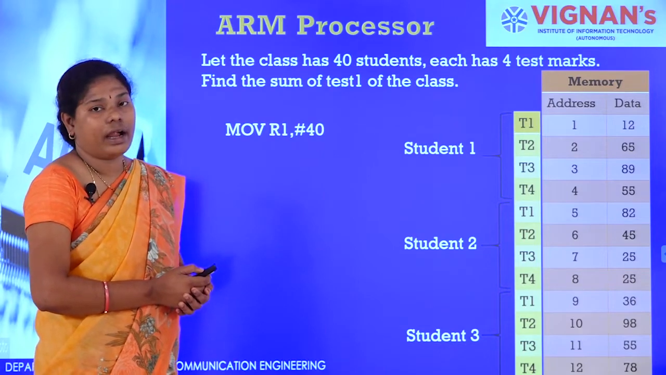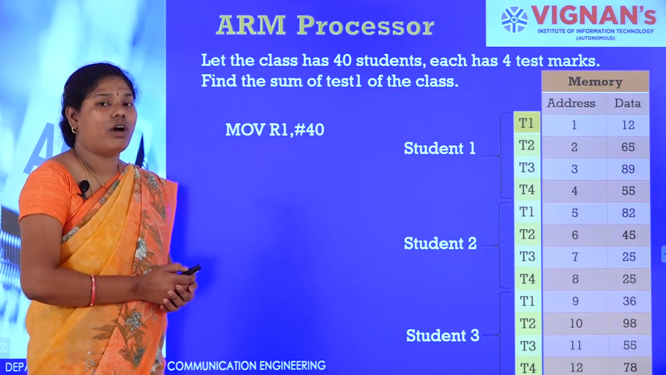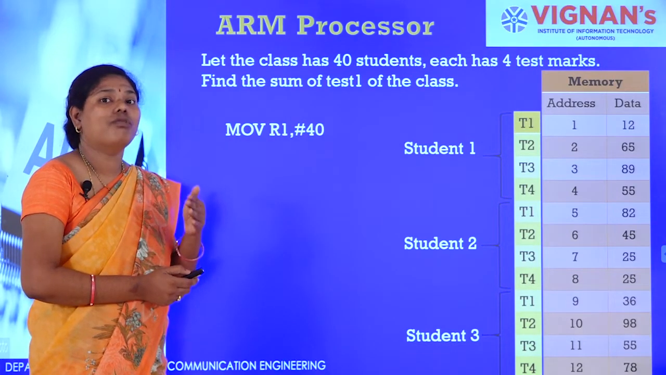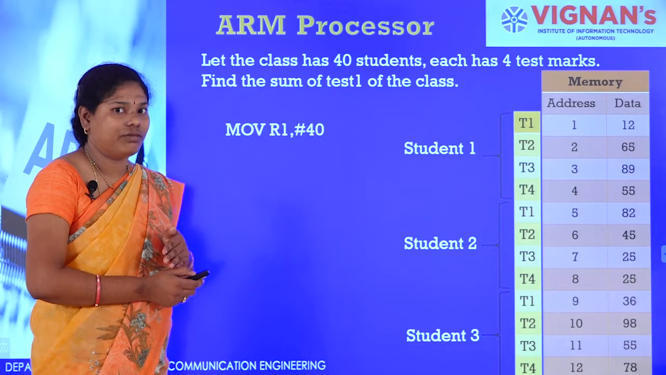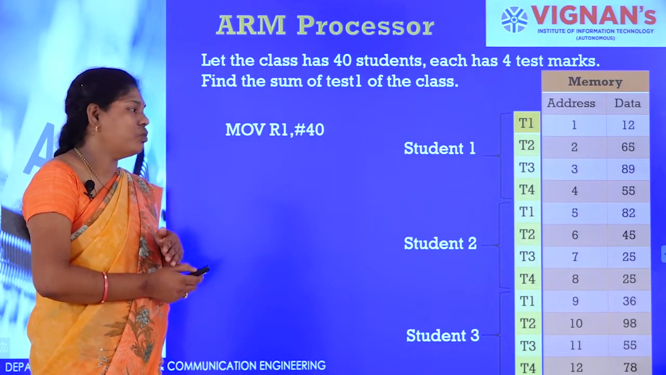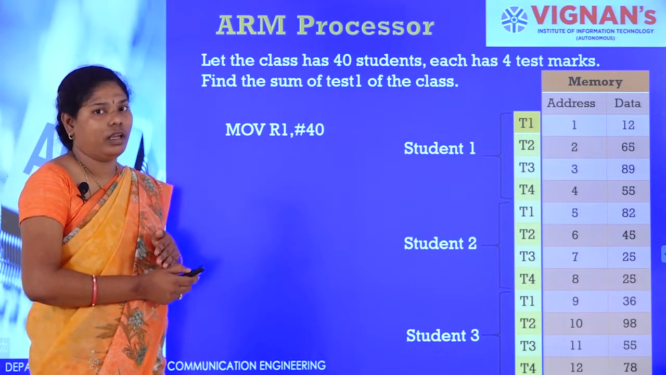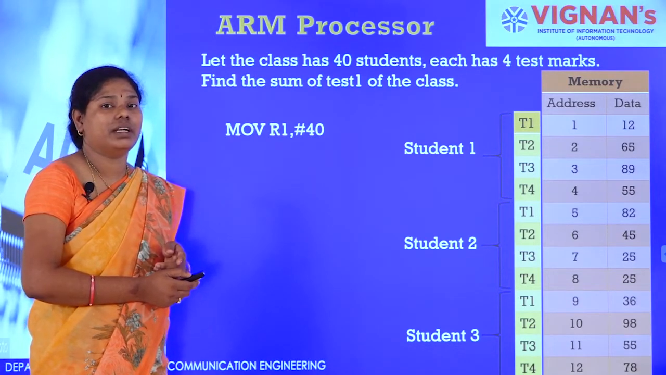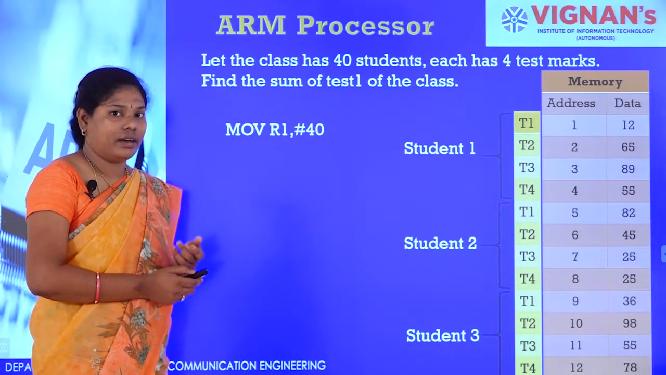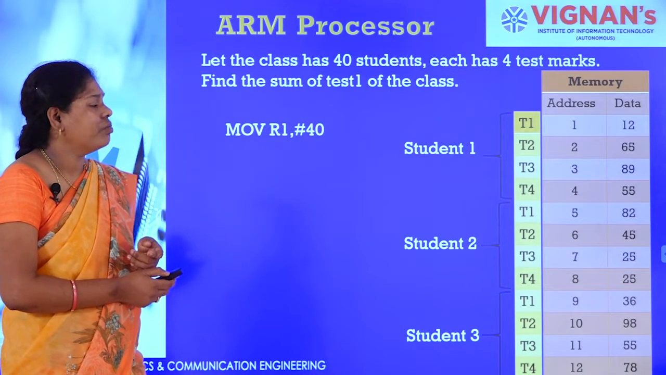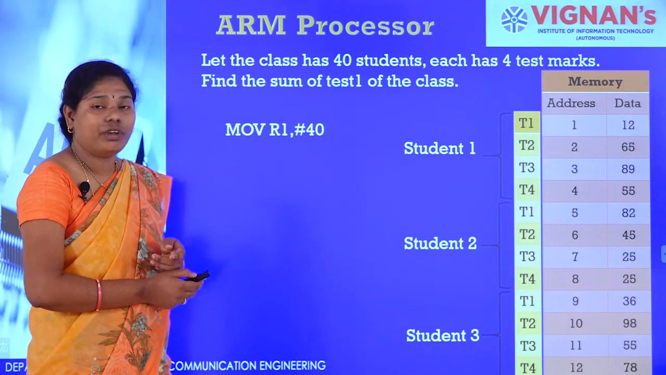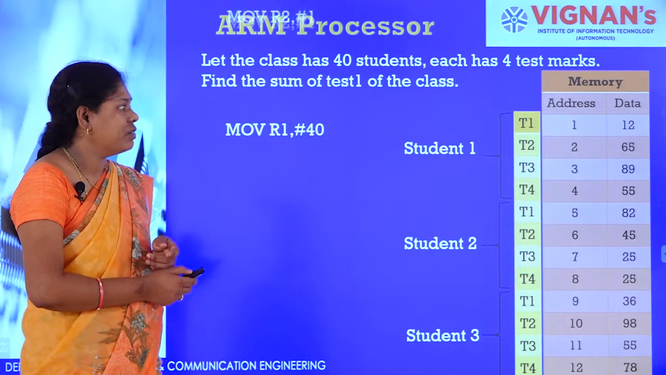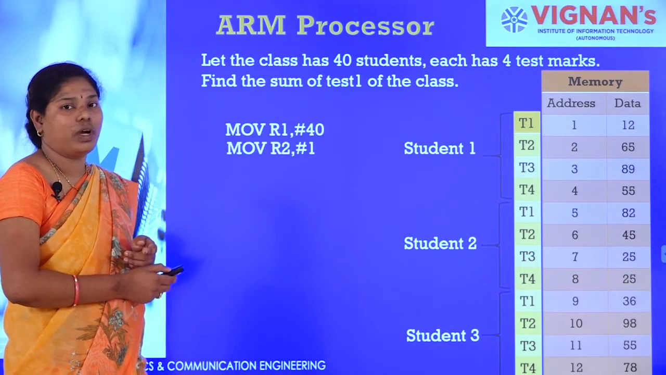Here we have to add 40 students of test 1 marks. So, the add instruction has to repeat 40 times. Okay, for that we must take a count, that is move R1, hash 40. Here we are indicating the 40 with hash, that is the immediate addressing mode indicating the data. The next thing we must initialize the starting address, that is 1. We initialize with move R2 comma hash 1.